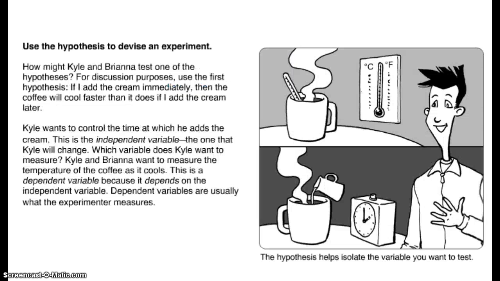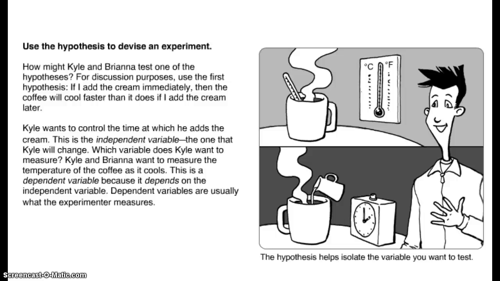Use the hypothesis to devise an experiment. How might Kyle and Brianna test one of the hypotheses? For discussion purposes, use the first hypothesis. If I add the cream immediately, then the coffee will cool faster than it does if I add the cream later. Kyle wants to control the time at which he adds the cream. This is the independent variable, the one that I do, the one that Kyle will change.